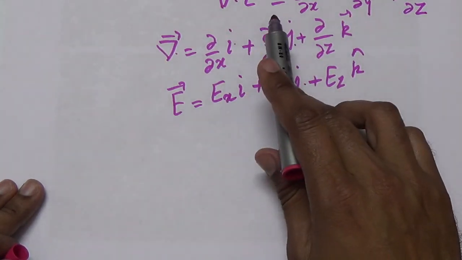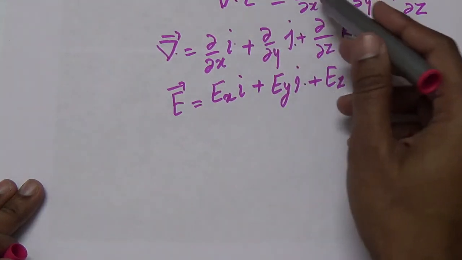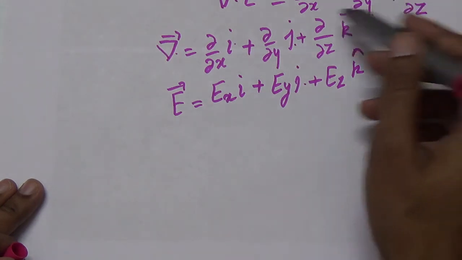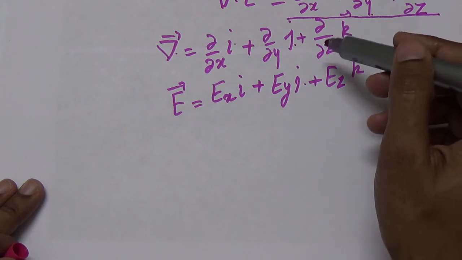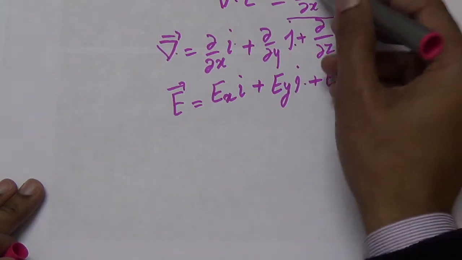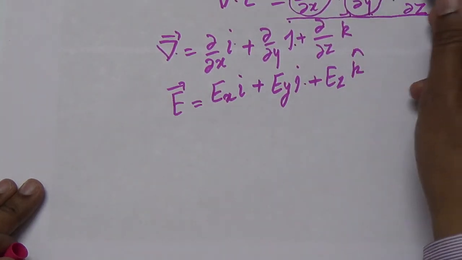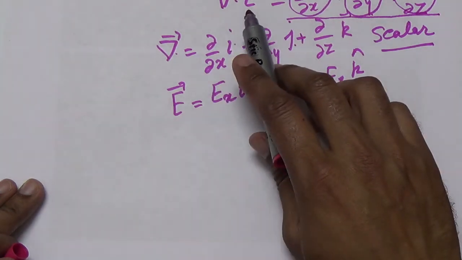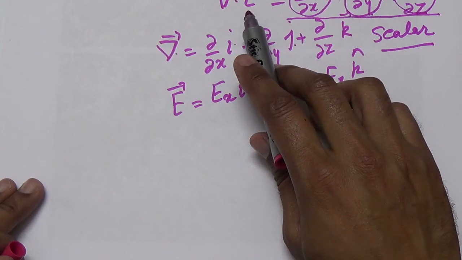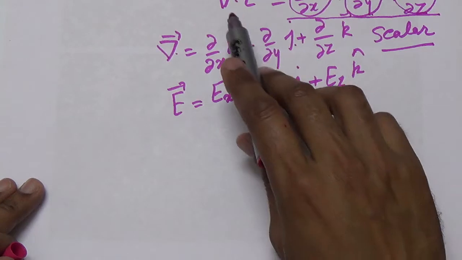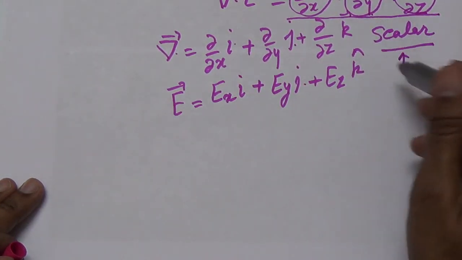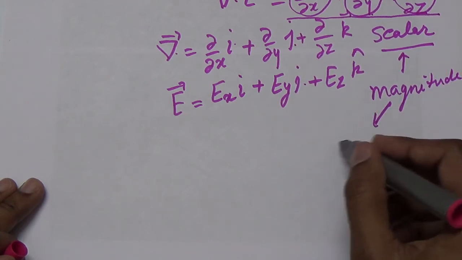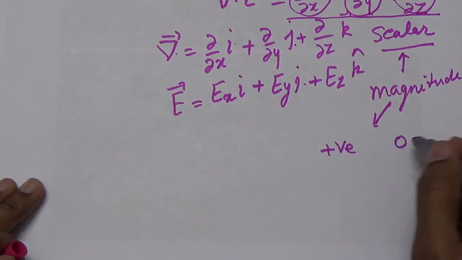From this operation, what information do I get? I get the variation of the electric field components along the x-axis, y-direction and z-direction. This is only variation, only magnitude along the x, y and z axes. So the result is a scalar. When I apply divergence to any vector field function, in this case the electric field, I get a scalar result, magnitude only. The magnitude could be positive, zero or negative.